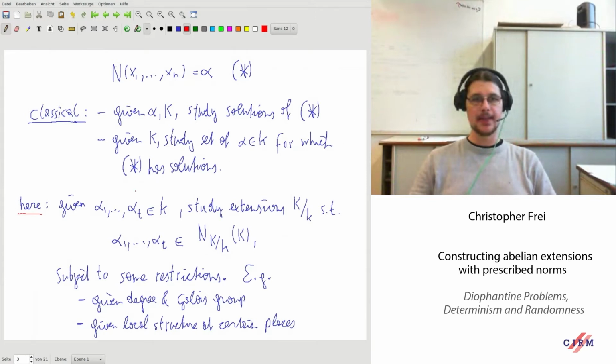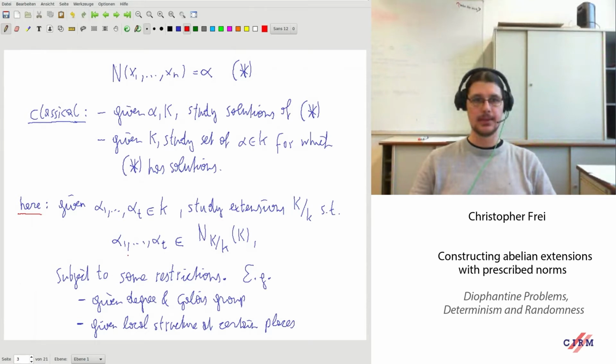In this project, we were looking at this from the other way around. We start with elements of a small number field k, and what we study are extensions such that all of these alphas are norms from the large field. So it's in some sense the opposite problem to these questions. We don't fix the elements in the equation; we fix the elements that should be norms, and we vary the extension field.